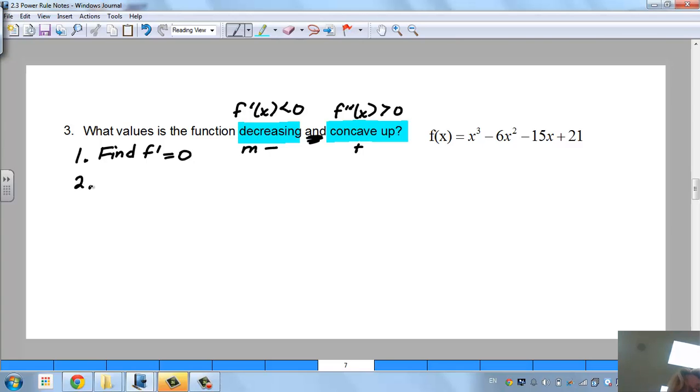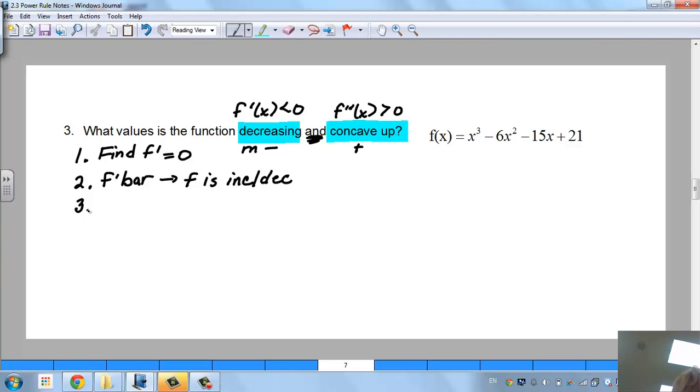Then we're going to do our f prime bar. I know you don't know what that means yet, but I'll show you. We're going to show where our original function f is increasing or decreasing, because that's what f prime tells us. So we're looking for the intervals where it's increasing and decreasing.